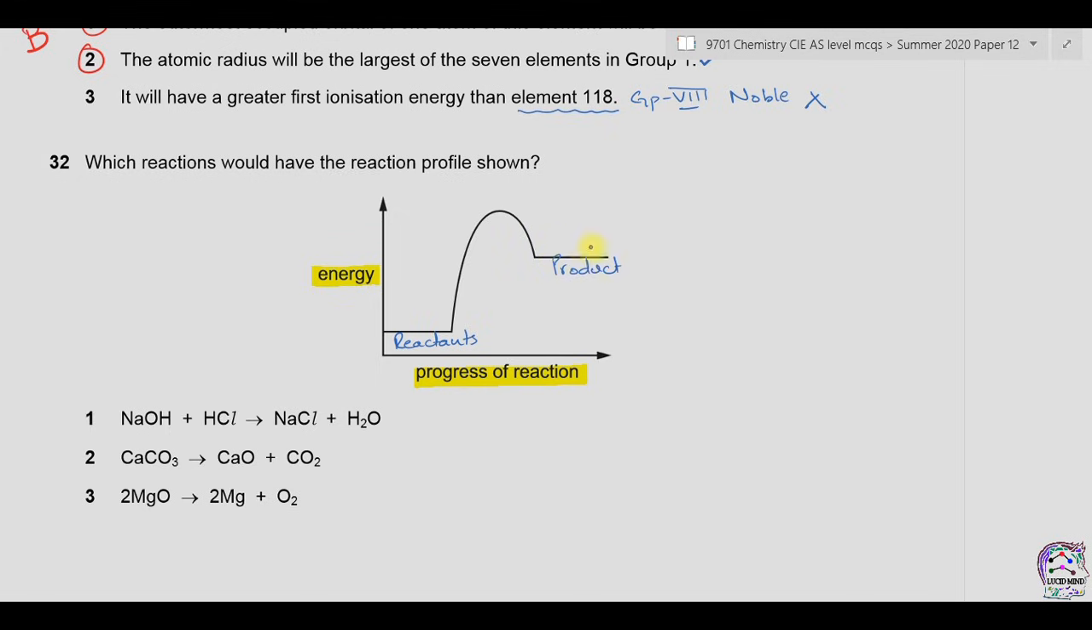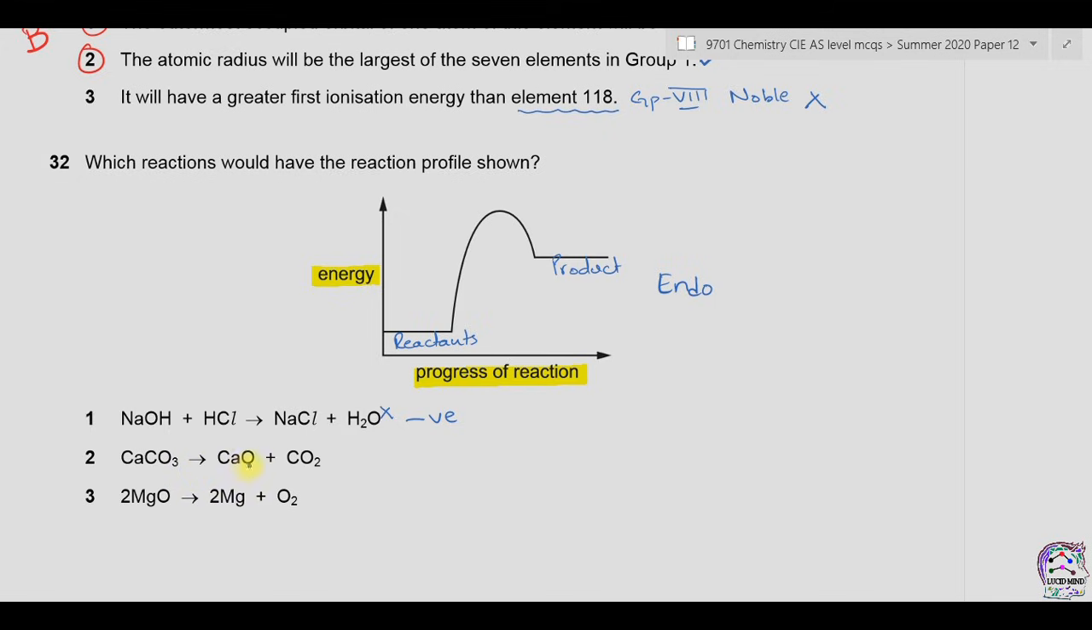As we can see that the energy of the product is higher than the reactant, so therefore this reaction is endothermic. Option 1, we have sodium hydroxide with HCl. This is a neutralization reaction, and neutralization reaction is exothermic. So therefore this is incorrect.